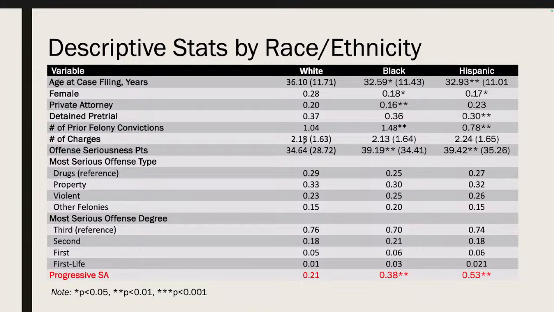These are descriptive statistics for the whole sample, so I probably should have shown you this before, but I wanted to hold it off until now because I wanted to show you the percentage of cases that were handled by progressive prosecutors for each racial group. Before I get down to the bottom, which is highlighted in red, I want to point out in the middle of the graph, it talks about number of prior felony convictions. You'll see the group with the largest number of prior felony convictions are African American. The lowest is actually Hispanics.